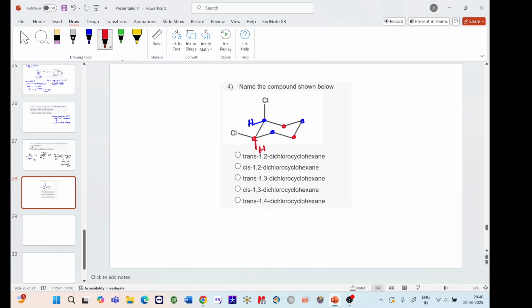Now you can see it is top. Okay, it is also top. Then what is the relation? Cis, and this is on the adjacent position. This is 1, this is 2. Then cis 1,2 dicyclohexane.